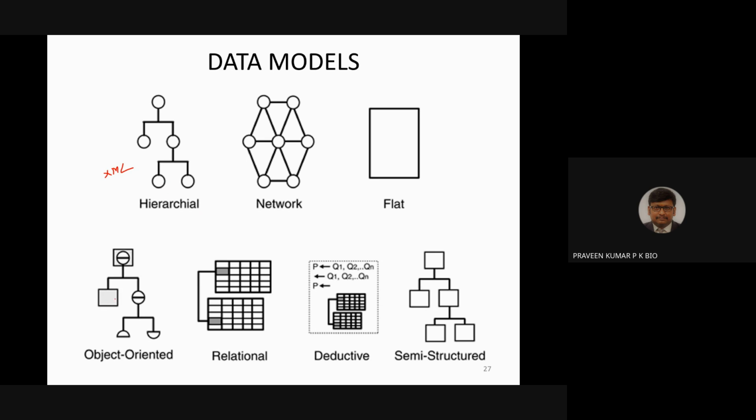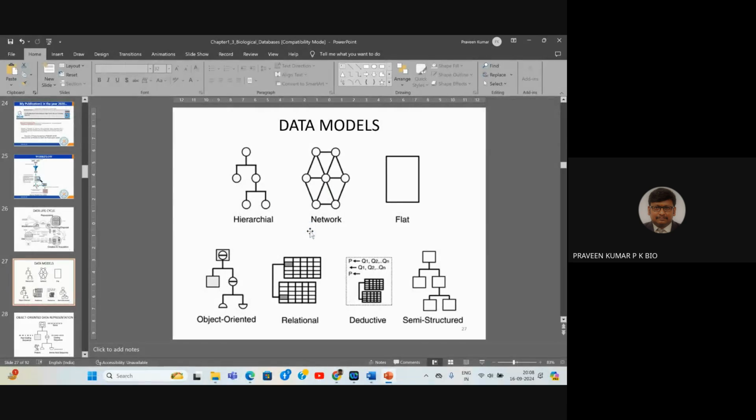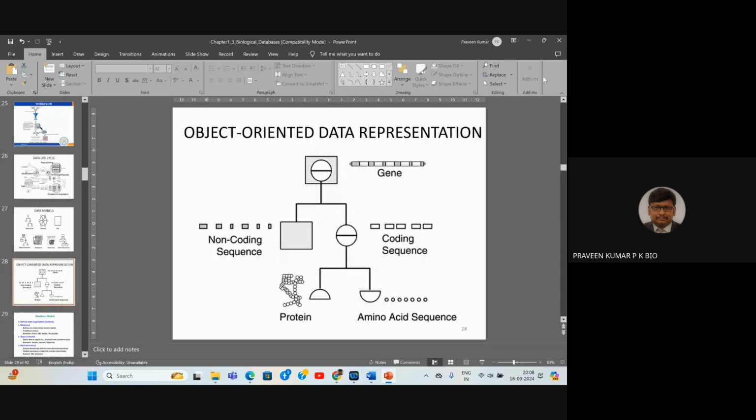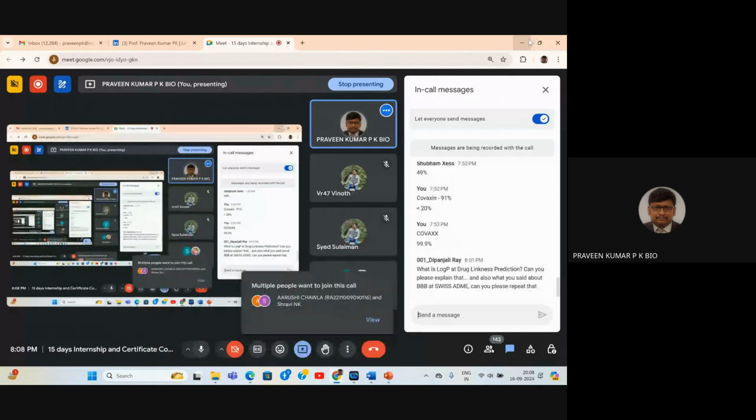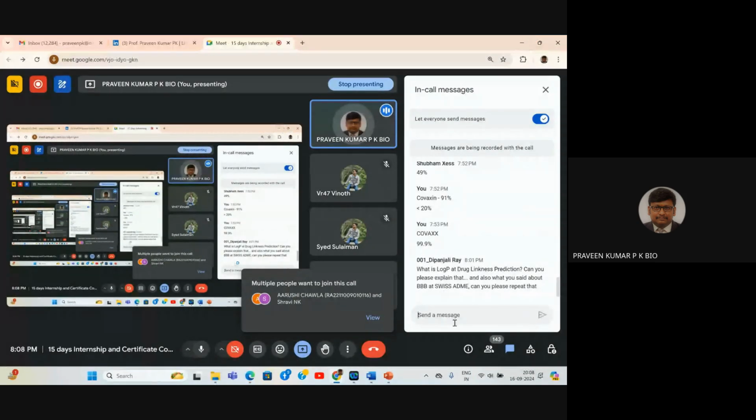If you see these data models, we can use them in various databases, like object-oriented, which we call ORDBMS, and relational, RDBMS, deductive, and semi-structured. These are some of the database management models, and more about this we can also see from the textbooks.